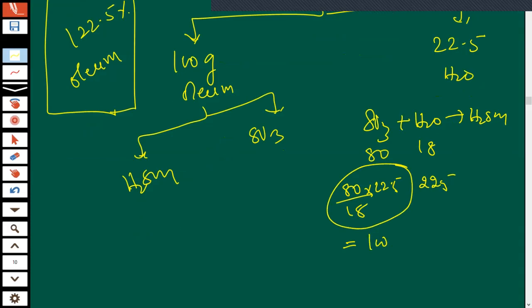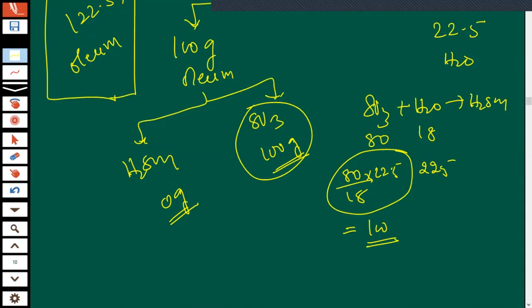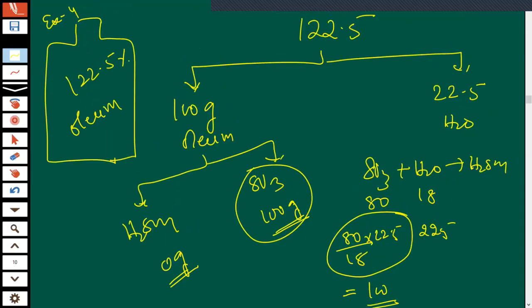100, right? It means in this sample, no H2SO4 was there. 100 gram of sulfur trioxide and 0 gram of this one. Means it was not a solution. It was purely sulfur trioxide, right? Now tell me, what is the quantity of sulfuric acid after adding water? 122.5. This will be the weight.